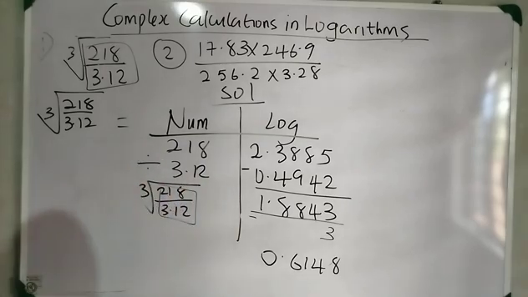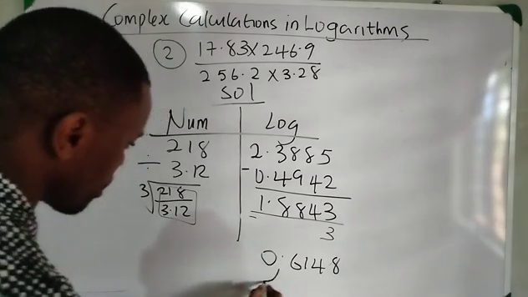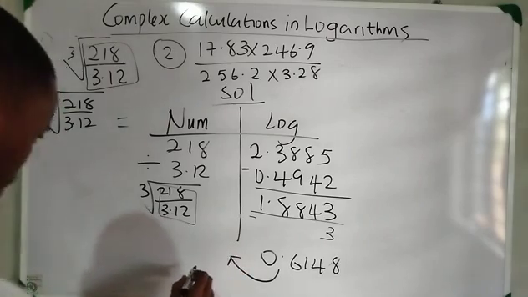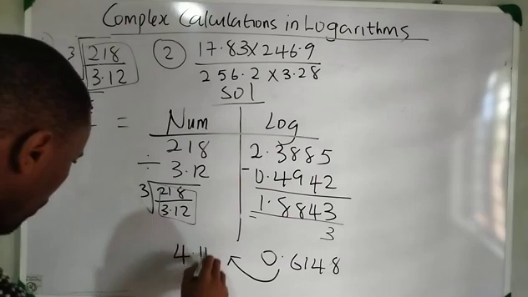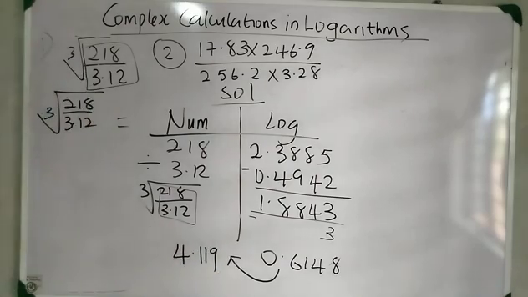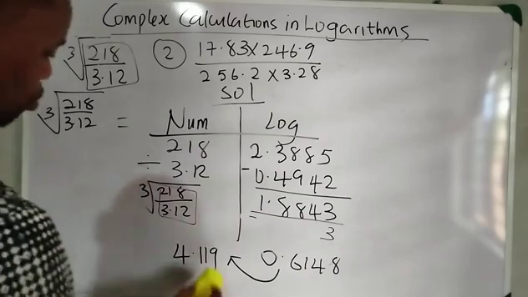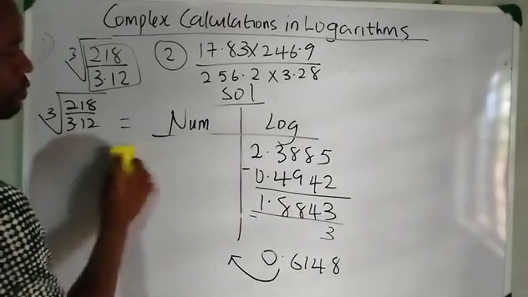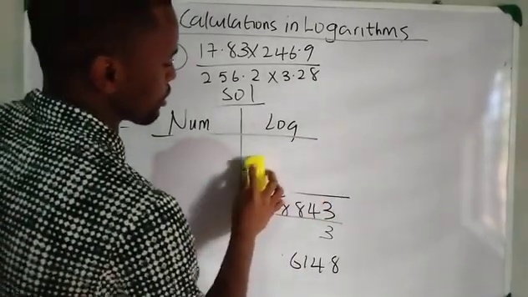You have gotten your final answer in logarithm. Now, can we convert? Yes, we can, because there's no other operation to take care of. So when you use your anti-logarithm tables to convert the final answer to a number, you're going to have 4.119. That's your final answer. I hope this makes sense. Alright, so always make sure that you have taken care of all the operations before you convert to a number. Now let's move to another example.